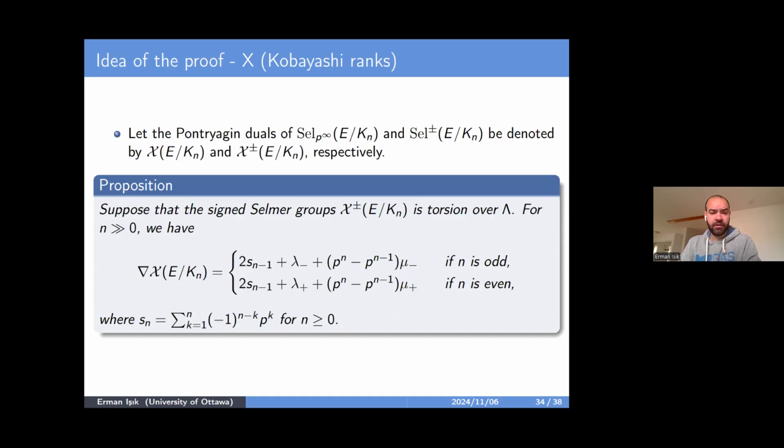So this is what we found. We were able to split the Kobayashi rank of this into two bits. One part comes from the plus minus Selmer groups. This part comes from the projective system that we defined through this matrix. And we were able to prove that the Kobayashi rank of Xn is given by this formula.